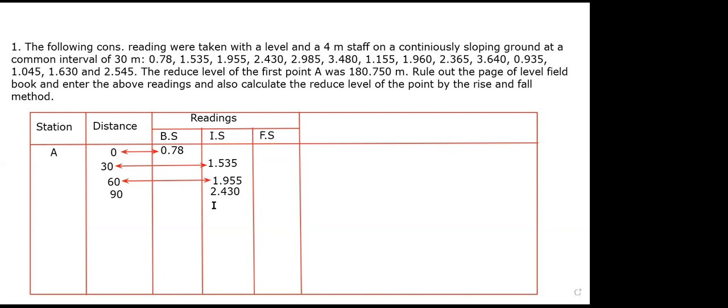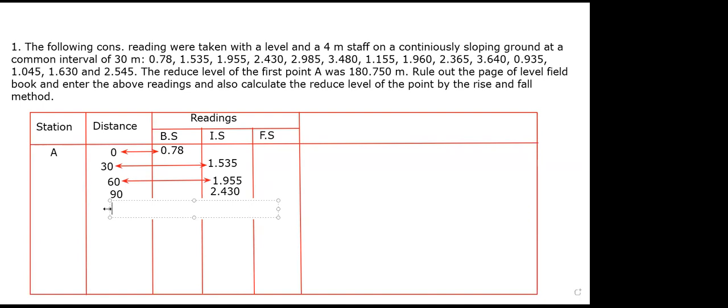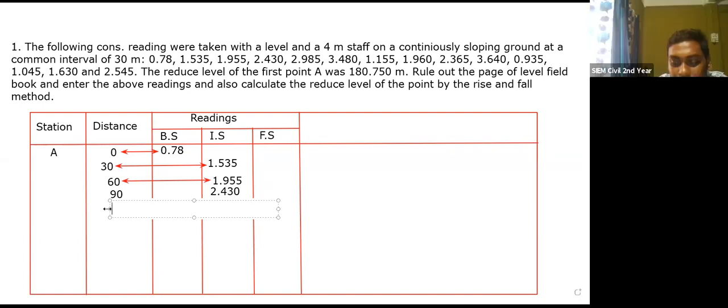Next value 2.985. BS, IS or FS? IS. Yes, that is good. 2.985 is the IS value. For which distance? 90 plus 30, 120. So here it is for 90 and this value for 120.